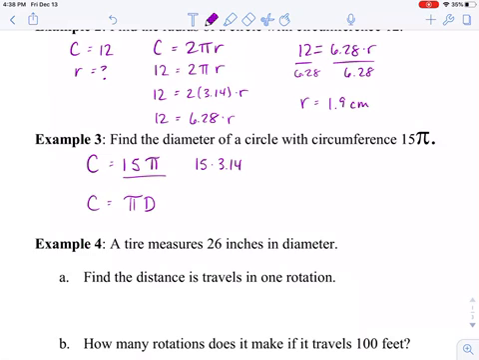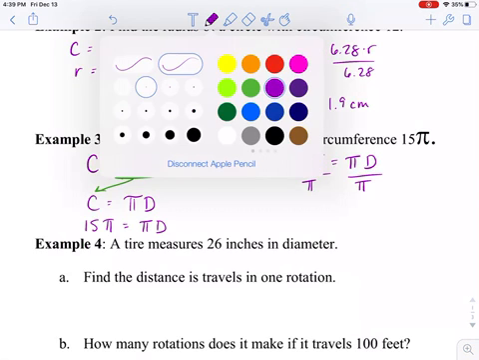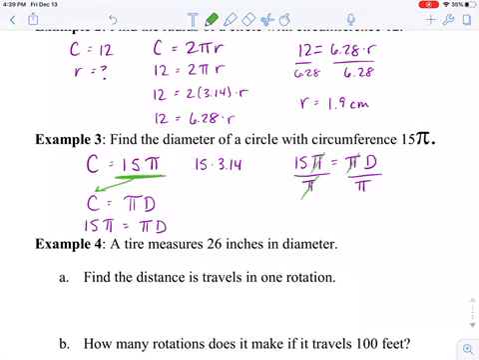So let me write the formula here. C equals pi D. I'm going to make a substitution. I know that the circumference is 15 pi. I'm going to plug that in for C. So I'm going to say 15 pi equals pi d. And maybe you can see here, 15 pi equals pi d. I can actually divide both sides by pi. And when I do that, I'm just left with 15. D equals 15. And I'm done.